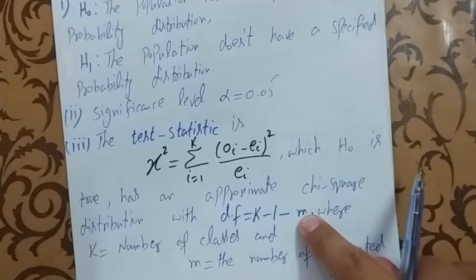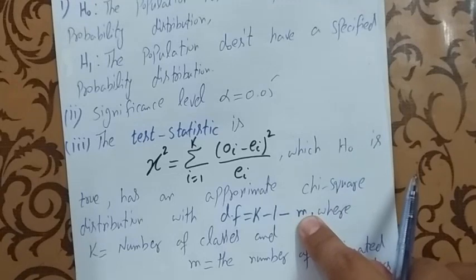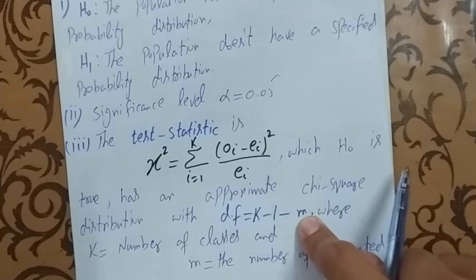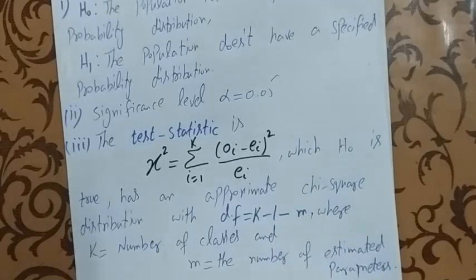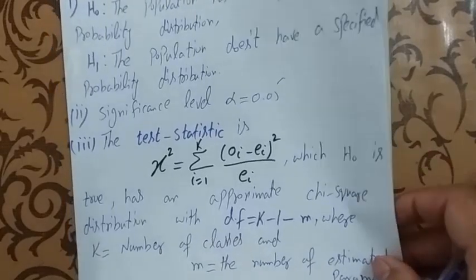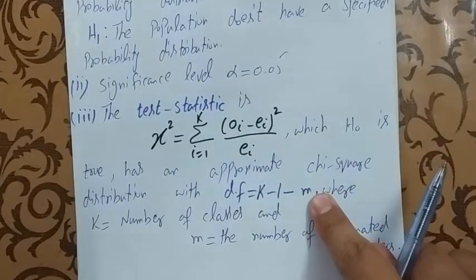Similarly, when we see the normal distribution, there are only two parameters, that is mu and standard deviation. So for the normal distribution, m is equal to 2, and similarly for the binomial distribution, etc. So the value of m changes from distribution to distribution.